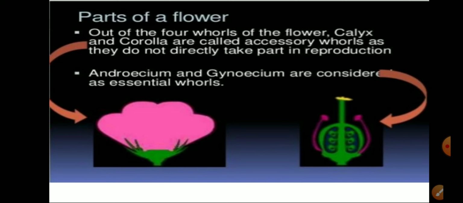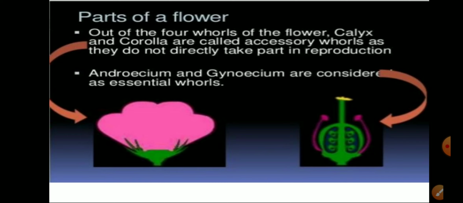The hypogynous type of flower is one in which the gynoecium occupies the highest position, that means the ovary occupies the highest position, and all other parts are present at the lower side, situated below the ovary. Such an ovary is said to be a superior ovary. Example, mustard and China rose.